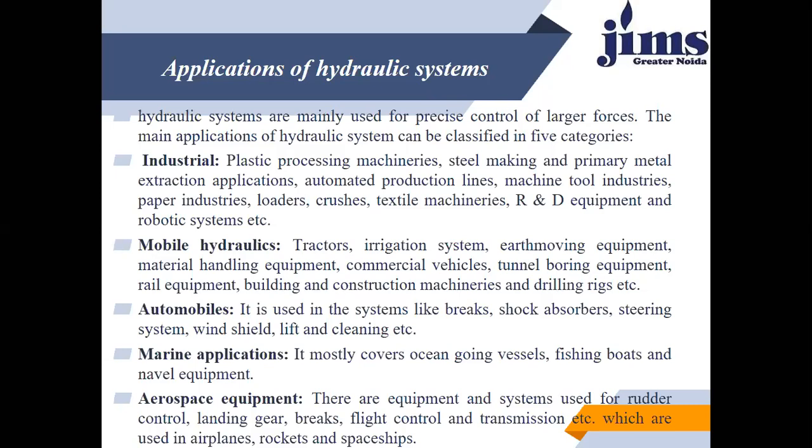Industrial use is very popular. What are those industrial uses? You must know. They include plastic processing machinery, steel making, and primary metal extraction applications. These are all very familiar nowadays. Also automation of the production line, machine tool industries, paper industry, loaders, crushers, textile machinery, and research and development equipment, and robotic systems. These are the industrial applications of the hydraulic system.